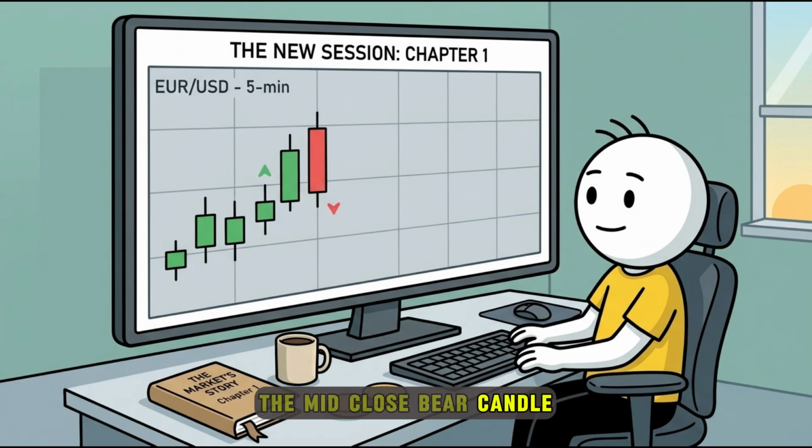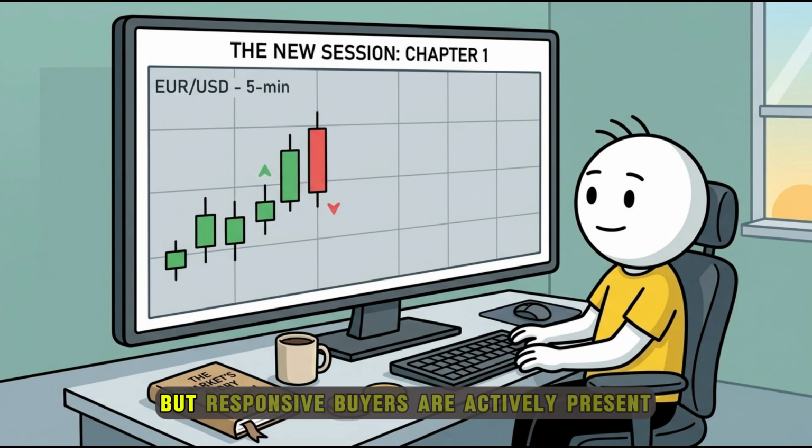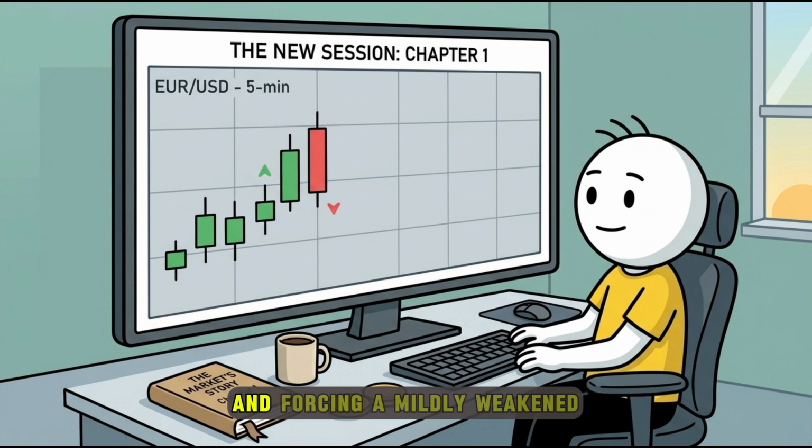The bears are in control, but they are losing fuel rapidly. The mid-close bear candle closes below the previous candle's low, but settles its close cleanly in the middle third of its own range. This marks a scenario where sellers are demonstrably stronger than buyers on the macro horizon, but responsive buyers are actively present, fighting back from the session lows and forcing a mildly weakened bearish extension.